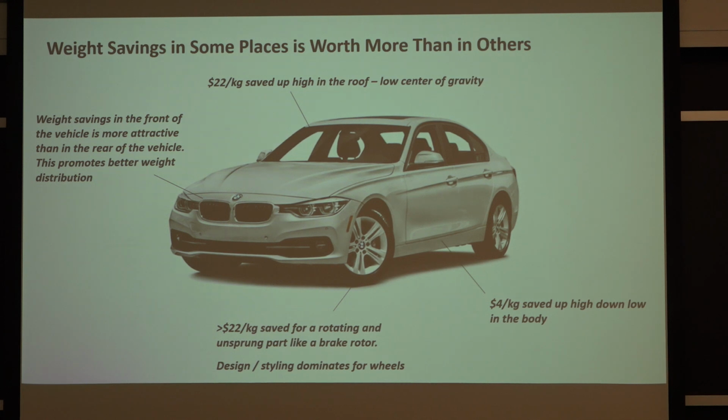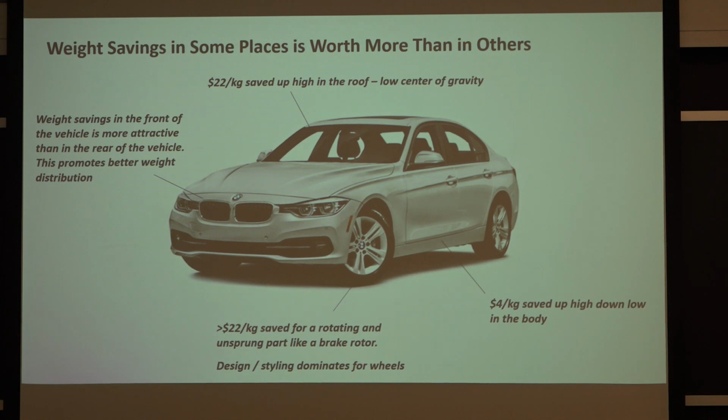And then BMW is also fanatical about 50-50 weight distribution. It's always in their corporate brochures. Because of that, they'll actually spend more money to reduce weight in the front of the vehicle than the back of the vehicle. And then finally, there's what's called unsprung and rotating weight.